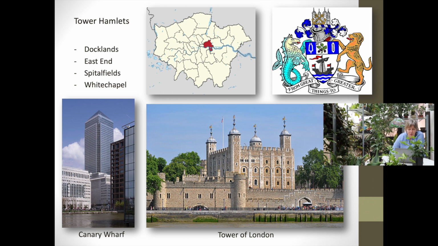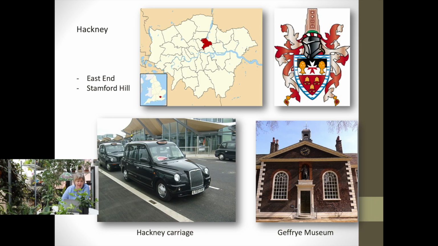We have a few more boroughs. Next one is Hackney. Parts of the East End are there. Stamford Hill is also there. You may know the name because of Hackney Carriage, the typical London cab, the taxi cab. It's sometimes called Hackney Carriage because originally the horse-drawn carriages were produced there.